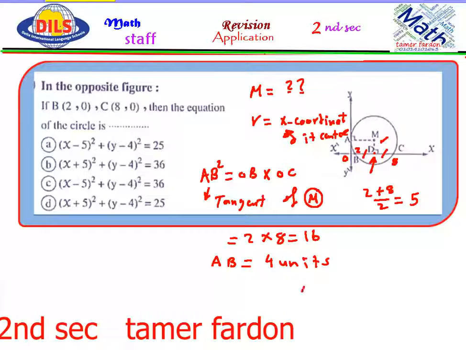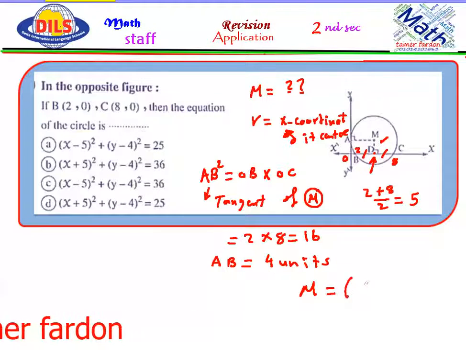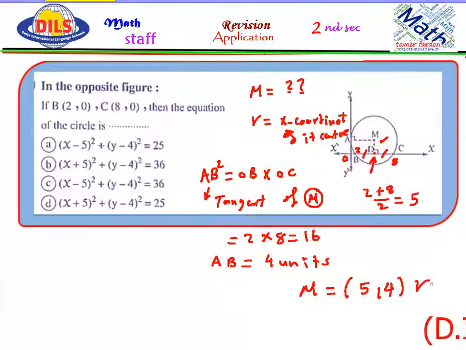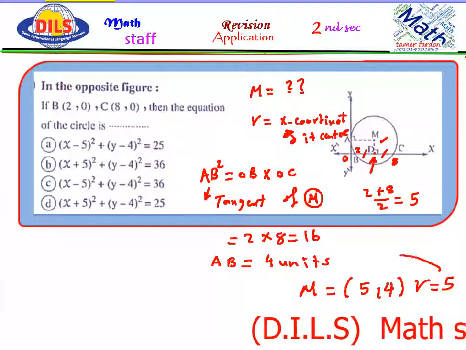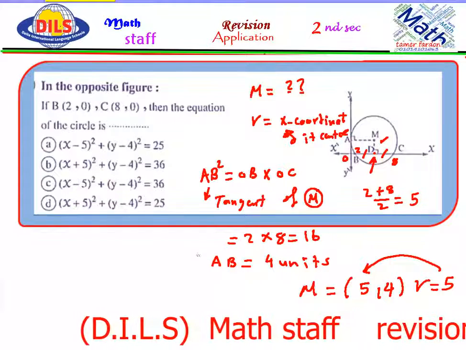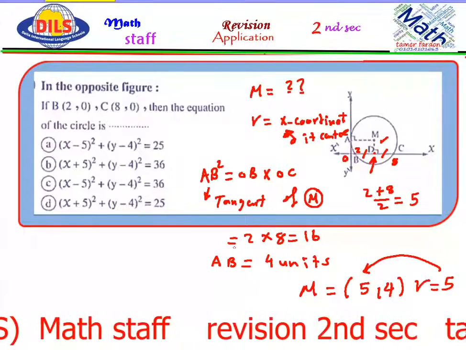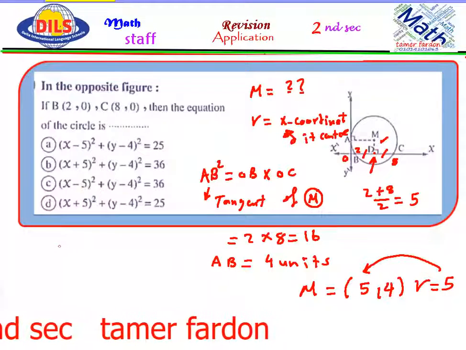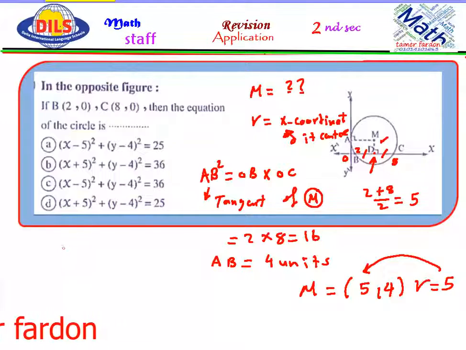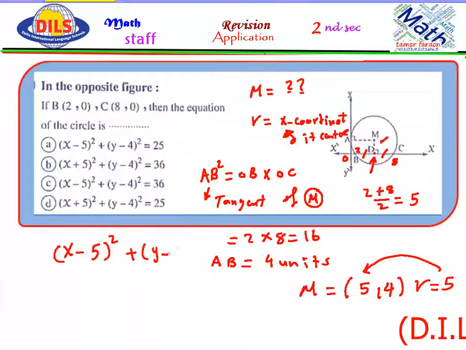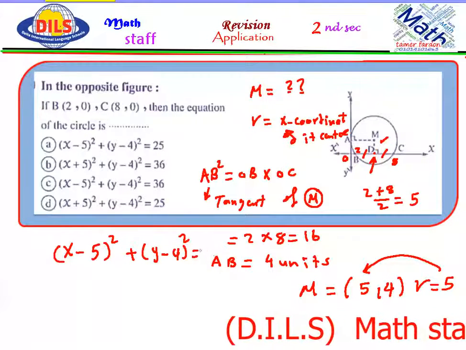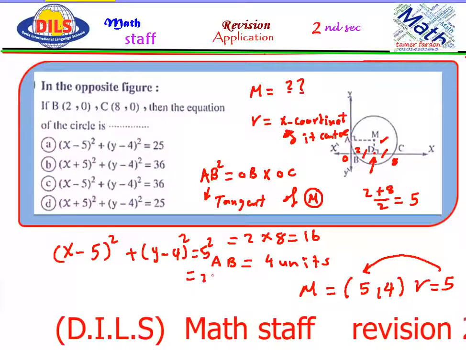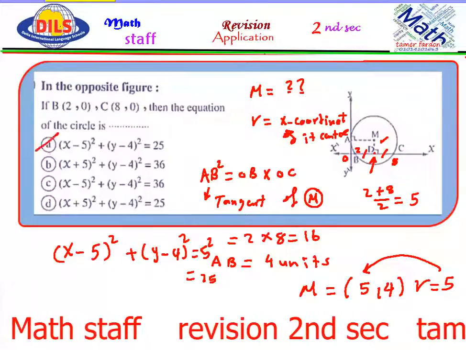So the center of the circle M is (5, 4), and its radius length r equals 5, the x coordinate of the center, because the circle touches the y-axis. Now we can find the equation of the circle, which is (x minus 5) squared plus (y minus 4) squared equals 5 squared, equals 25. So the correct answer is A.